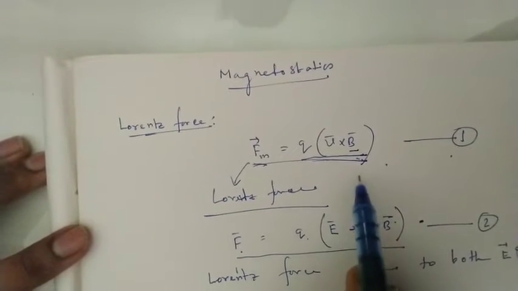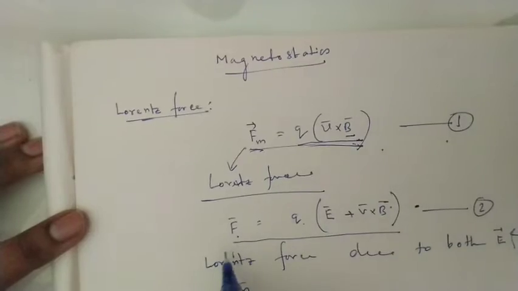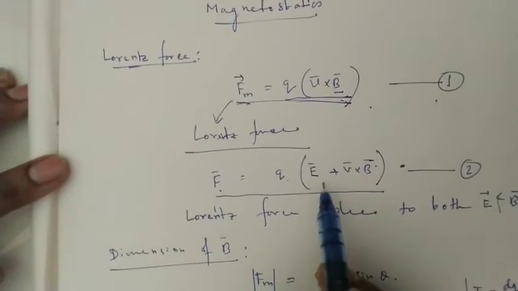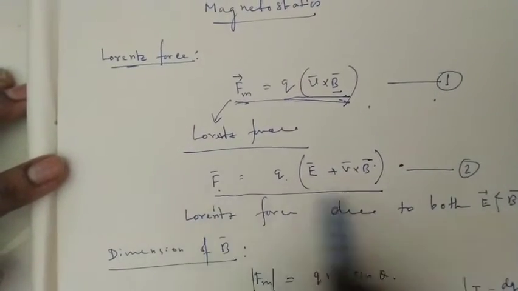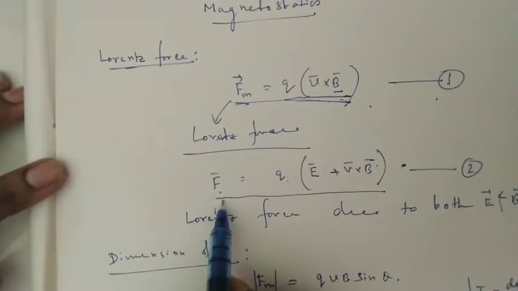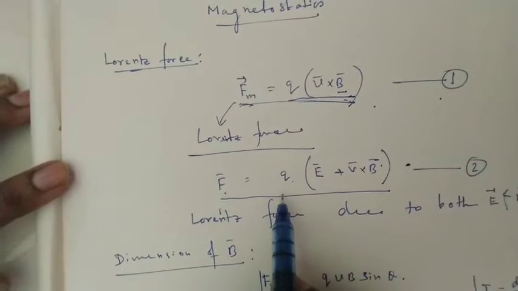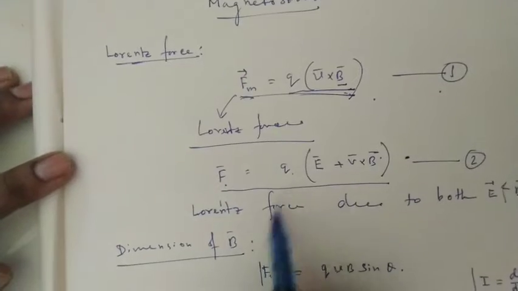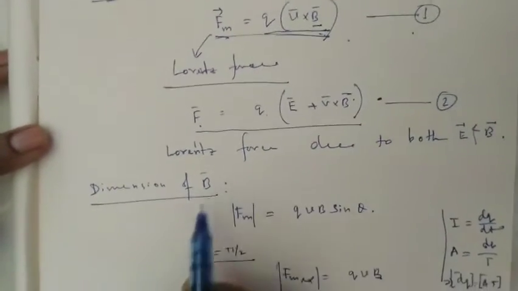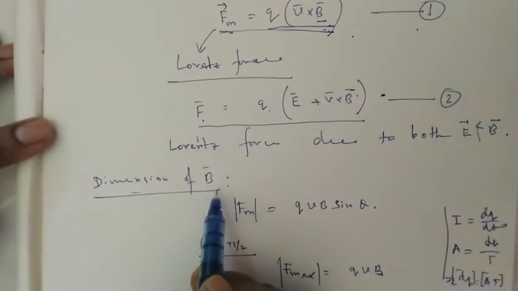If an electric field is present in this place, then F equals q into E plus v cross B. This expression gives you the total Lorentz force, that is, when both electric field and magnetic field are present. Okay, now we want to find out the dimension of the magnetic field B.